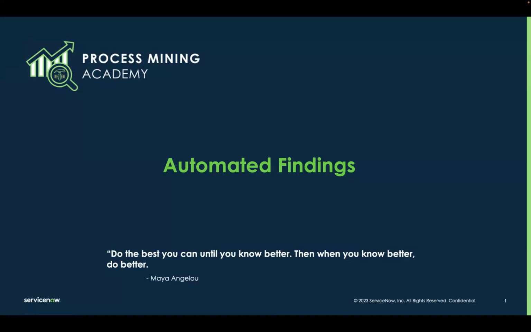The big difference between the two is that with the existing finding definitions, you had to kind of know what you were looking for ahead of time. These automated findings will start surfacing process inefficiencies and potential improvement opportunities that you might not have even been thinking of.